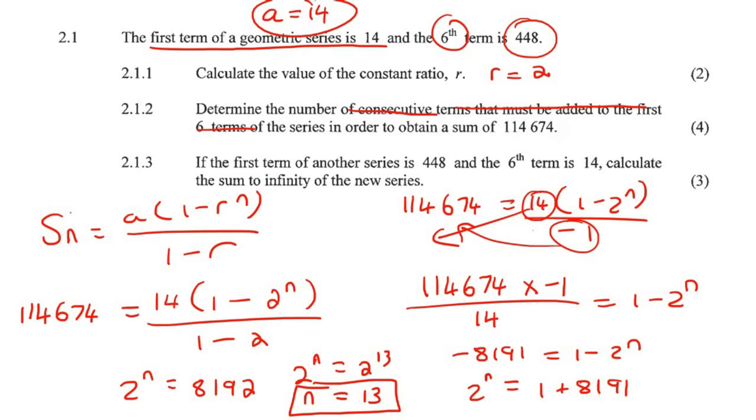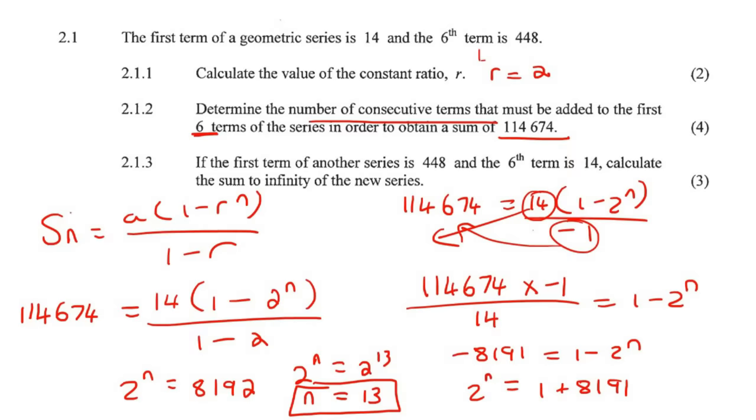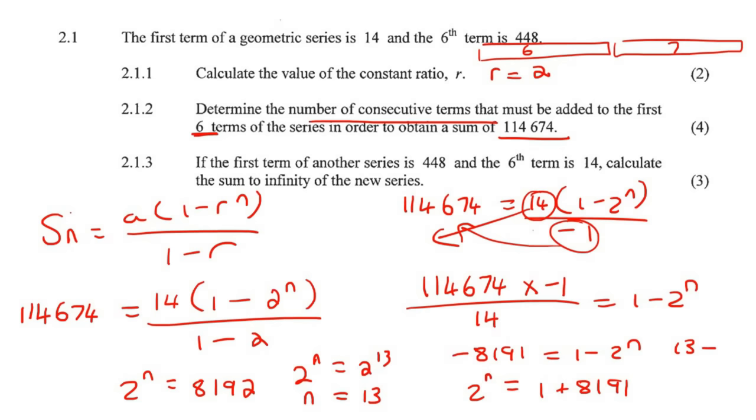So it just says here, how many terms must we add to the first 6 terms? Well, if there's 13 terms altogether, and they've already counted the first 6, then we'll just add another 7 terms. So we can say 13 minus 6 must be 7 extra terms that we need to add. And there are other ways you could have done that question, okay?